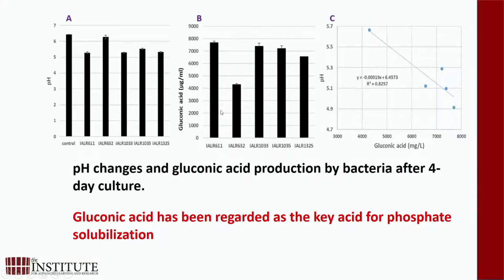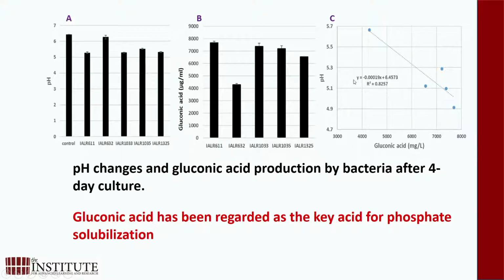Here's the assay. We use HPLC to detect the gluconic acid. So you can see there are high levels of gluconic acid in the bacteria medium. And here's the pH change, so from 6 something to 5 something.